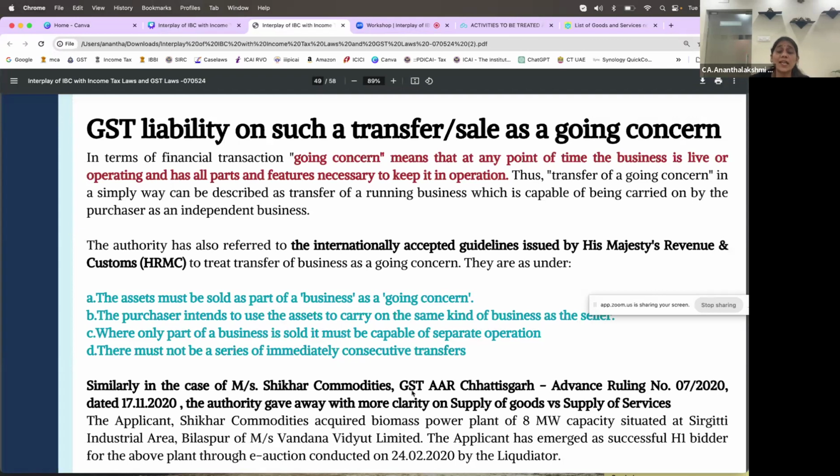This is one important case where an advance ruling has decided whether the particular transaction is a sale of goods or a supply of services. This is very important, so we'll spend a few minutes on it alone. I'm about to finish.